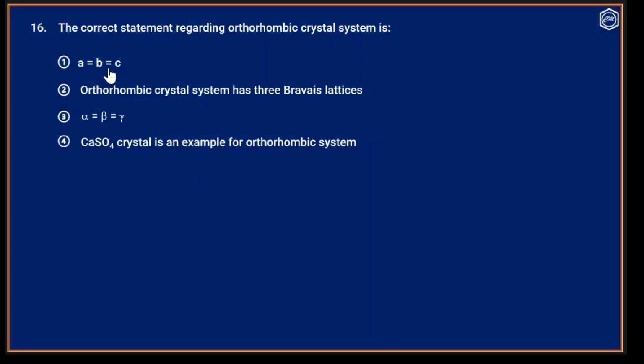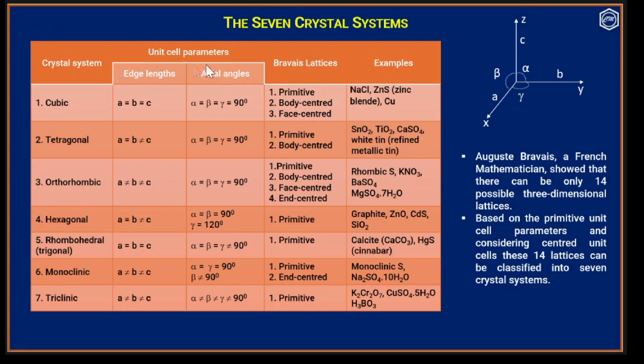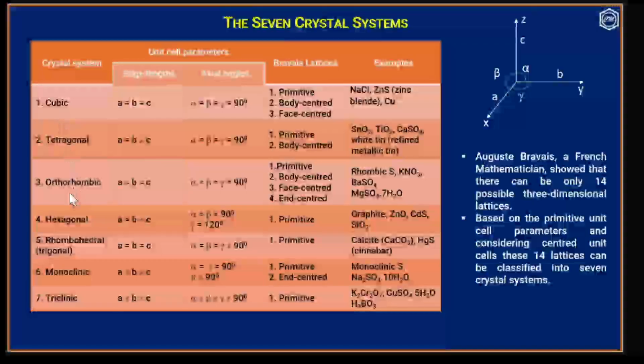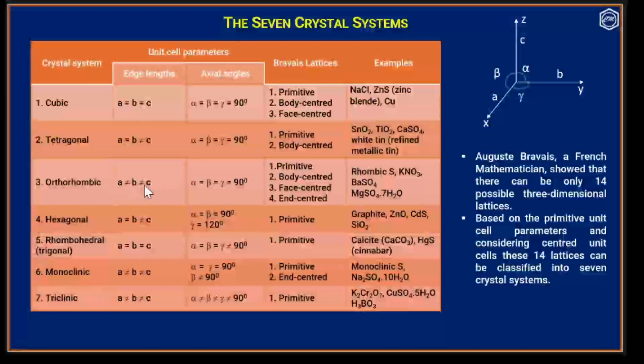Now let us consider the crystal systems. In orthorhombic, A not equal to B not equal to C, so the first option is wrong. But alpha is equal to beta is equal to gamma, they are equal and equal to 90 degrees. And orthorhombic has 4 Bravais lattices. And calcium sulfate is not an example for orthorhombic, it is for tetragonal.